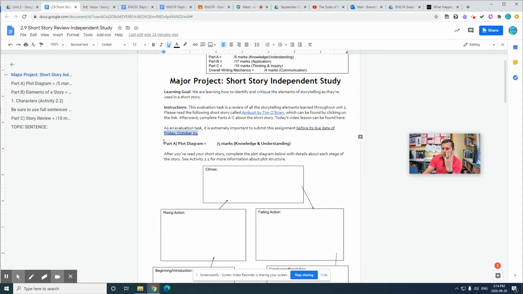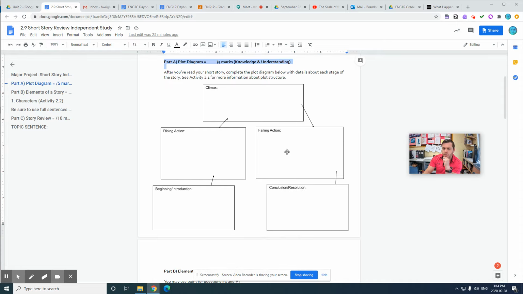There are 3 parts to this short story independent study. The first one is plot. Plot is what happens in the story. What are the major events that happen in the story? And they belong in 5 parts.